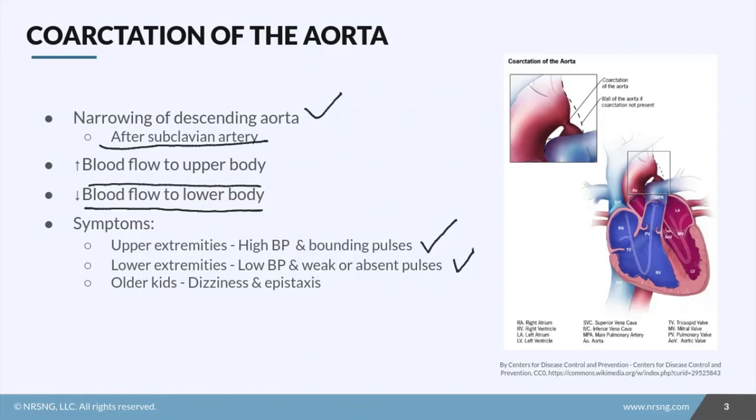In older kids, you can actually see other symptoms related to the high blood pressure in the upper extremities. Things like dizziness and nosebleeds may occur. And I have to say, this diagnosis is one of the most important reasons to make sure that you are always checking all peripheral pulses in kids and that you are comparing the upper and lower extremities. Many nurses have been the first to identify that a baby has weak or absent femoral pulses. So just know how important it is that you check those and you compare them.